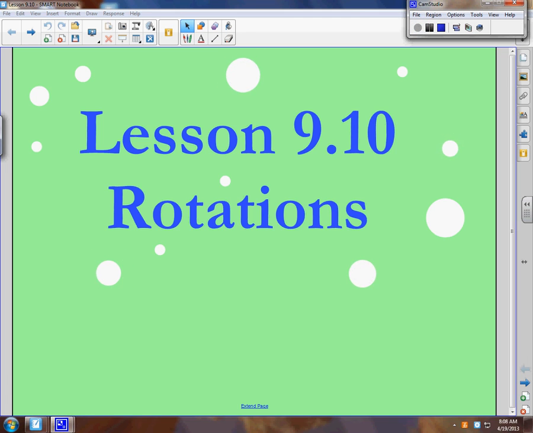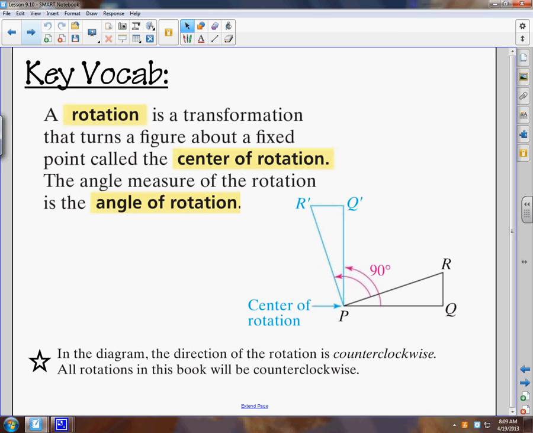Okay guys, this is lesson 910 for rotations. You're going to want to write this down in your notes. There's 3 key vocab words for this. A rotation is a transformation that turns a figure about a fixed point. So, this would be the center of rotation right here, point P. If you copy this down, the fixed point is called the center of rotation. So point P in this figure is the center of rotation.